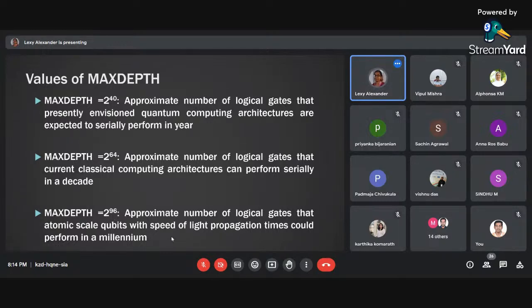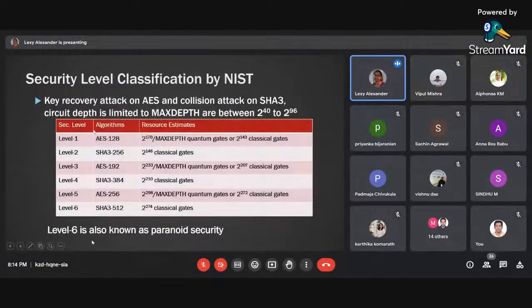So accordingly, NIST has given some security classification. There are 6 security levels, level 1 to level 6. It is done in terms of max depth and total gates in the circuit. All those things they defined in terms of comparing the strength of the AES and SHA-3 standards. The key recovery attack on AES and collision attack on SHA-3 is taken, and circuit depth is limited to max depth, between 2 power 40 and 2 power 96. So level 1 security is compared to the security of AES 128.